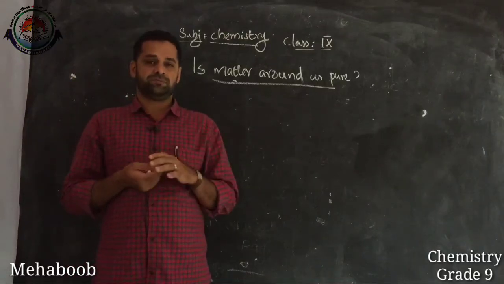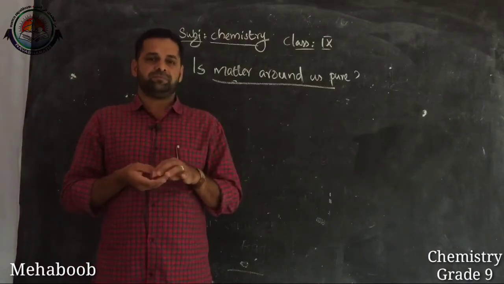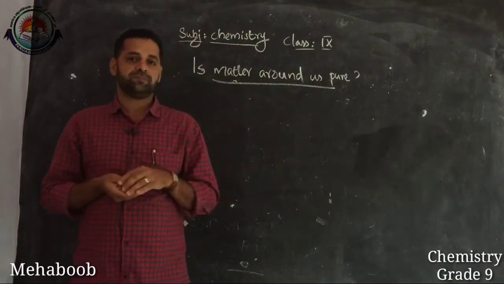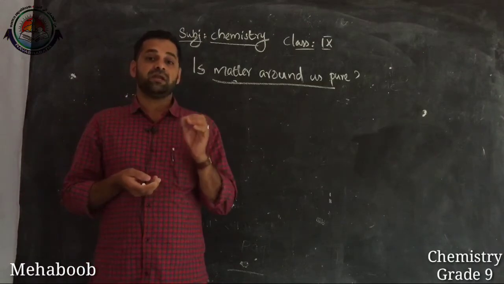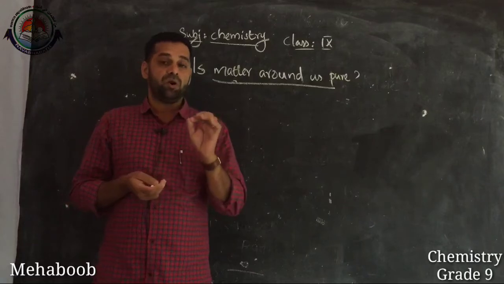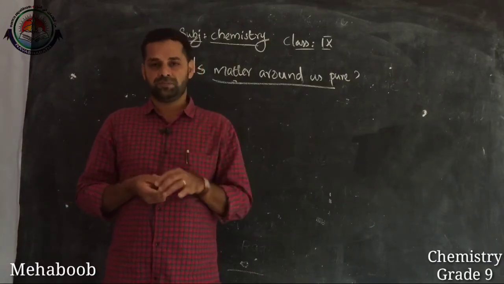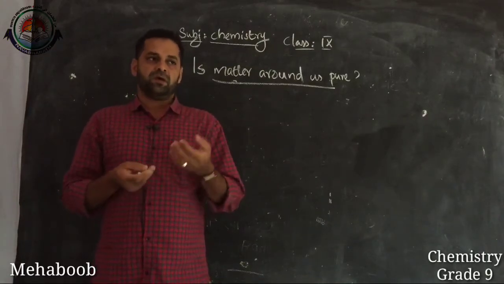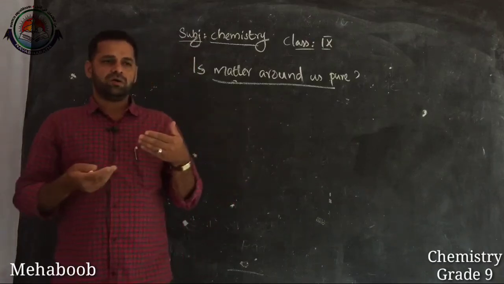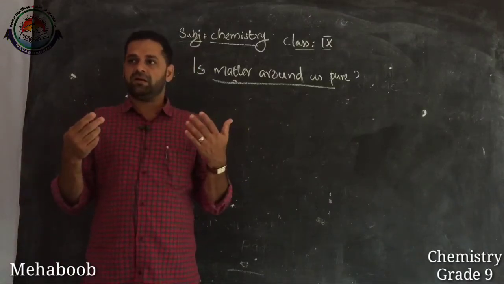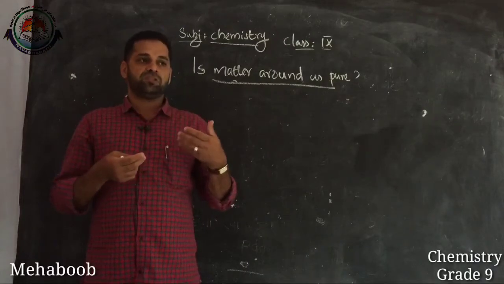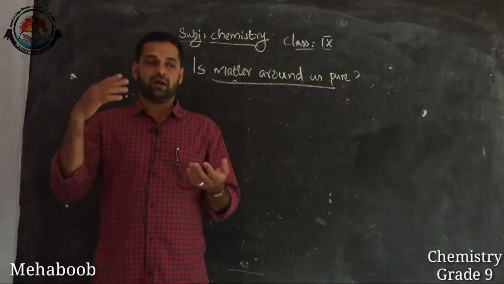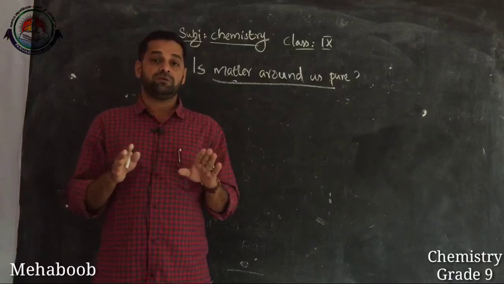So here we say pure and impure substances, but in chemistry what is pure and impure? In the language of chemistry, a substance is said to be pure if it is made up of only one kind of particle. If a substance is made up of only one kind of particle, it is called a pure substance. But if we look around us, many things, the majority of the things we see around us, are not in the pure form.